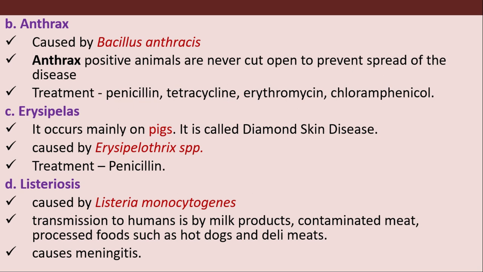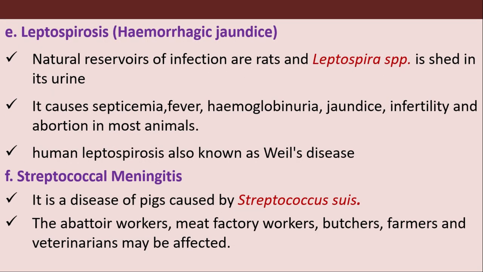Transmission to humans is by milk products, contaminated meat, and processed foods such as hot dogs and deli meats. It causes meningitis. Leptospirosis, or Weil's disease, or hemorrhagic jaundice. Natural reservoirs of infection are rats, and Leptospira species is shed in their urine. It causes septicemia, fever, hemoglobinuria, jaundice, infertility and abortion in most animals. Human leptospirosis is also known as Weil's disease.